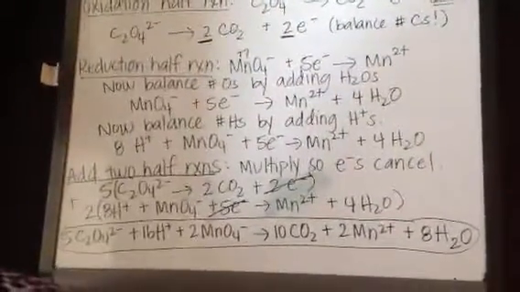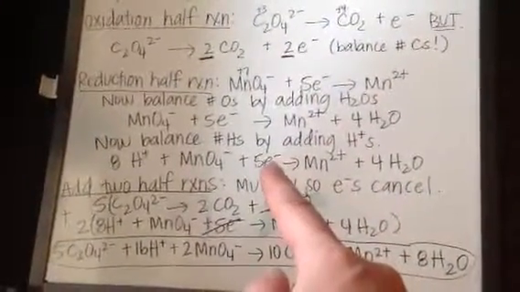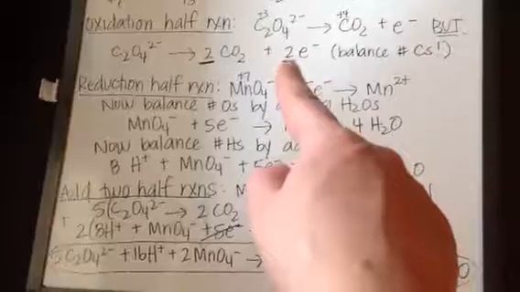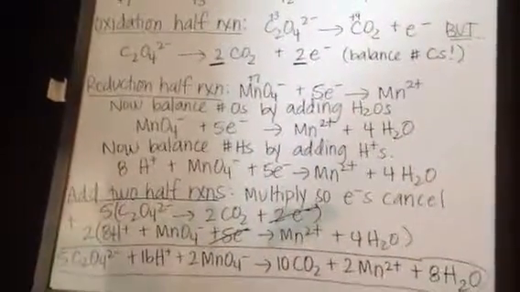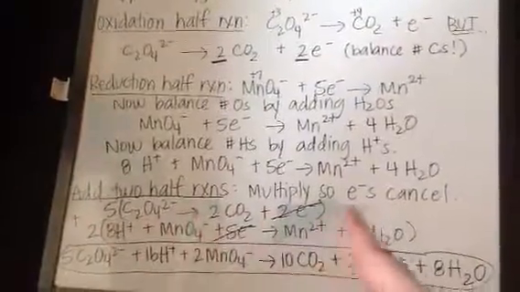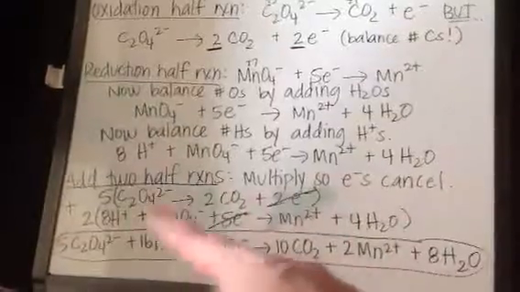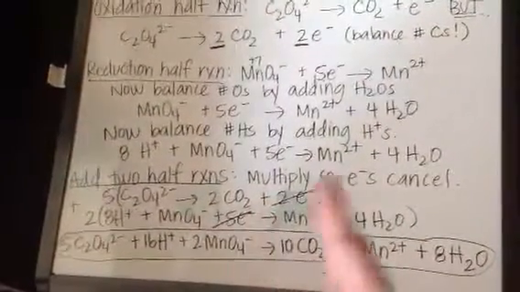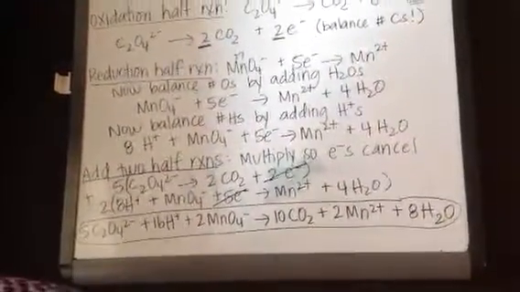Next we're just going to add them up. The number of electrons in the reduction is 5. The number of electrons in the oxidation is 2. So I'm going to turn them both into 10 so that they'll cancel out. So multiply the oxidation half reaction by 5, multiply the reduction half reaction by 2. My electrons cancel out, and there's my final balanced redox equation. They get kind of long, but that's okay.